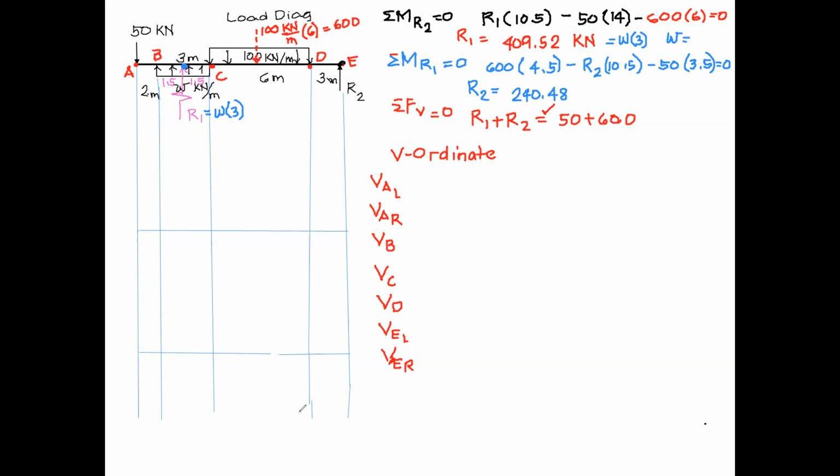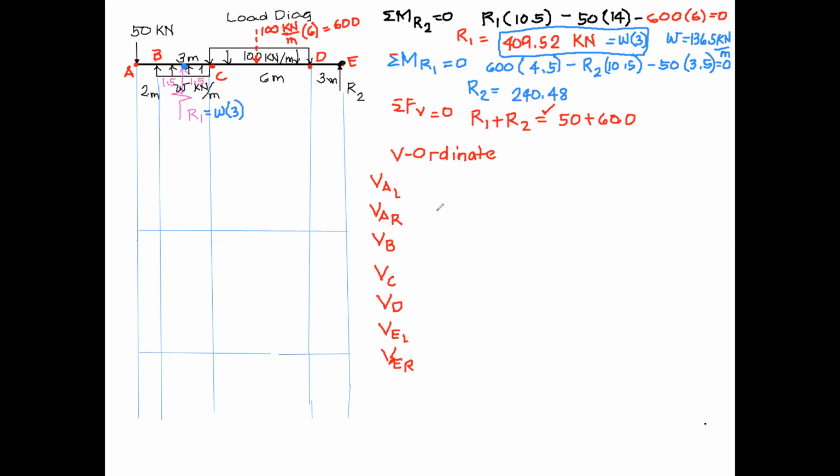Okay, Mendoza. 409 is equal to W times 3. What is W? I'm trying to determine the uniformly distributed load. This is our relationship between W and R, and R1 is 409. So if W times 3 is 409, what is W? 136.51. What is the unit? Kilonewton per meter, since you divide by 3 meters.